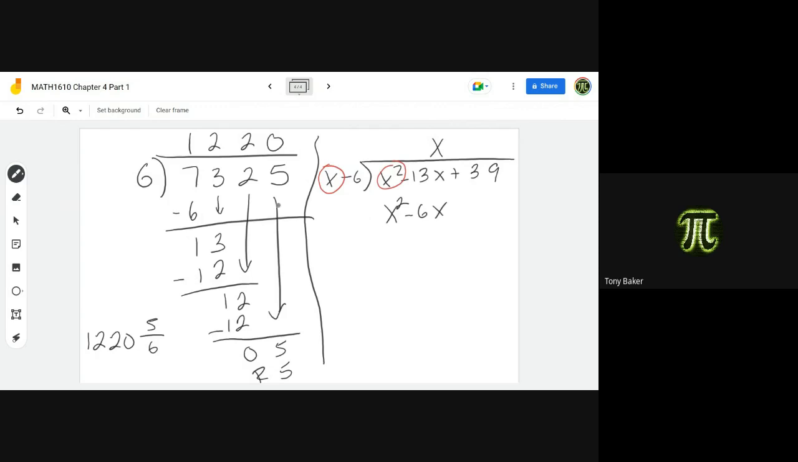Don't worry. All right, so now I'm going to subtract. That means when I'm subtracting, I change the signs of both pieces, and then I come down. So x squared minus x squared is 0. That should always happen. If that first term does not disappear, you made a mistake. What's negative 13x plus 6x? Negative 7x. And then I bring down the next term.